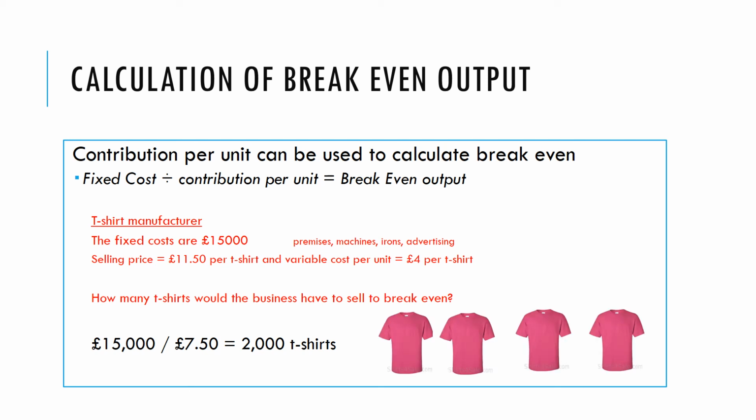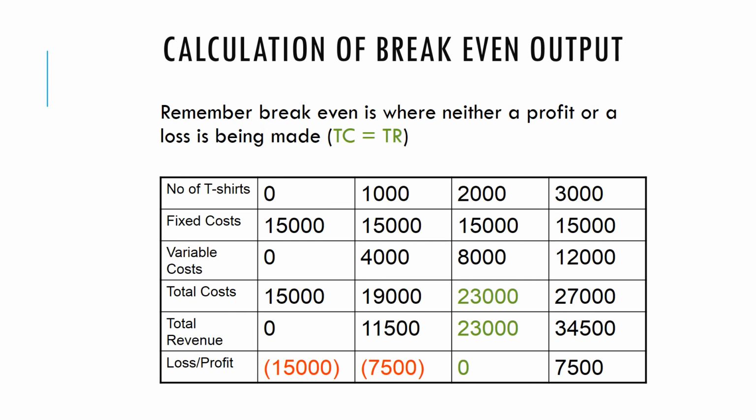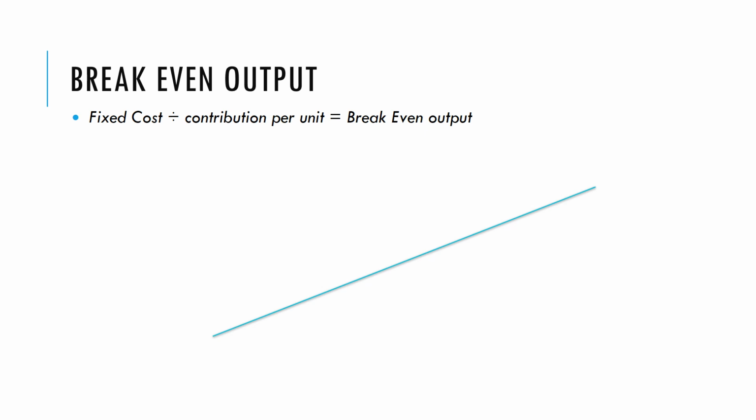Lots of t-shirts. And again, we can go back to this little table and just check that's the case. If we sell 2,000 t-shirts, total cost is £23,000, total revenue is £23,000. So yes, that is break even, zero profit, and the break even output is 2,000 t-shirts. Now this is a really important formula and it's really vital that we learn this as soon as possible. Fixed costs divided by contribution per unit equals break even output.